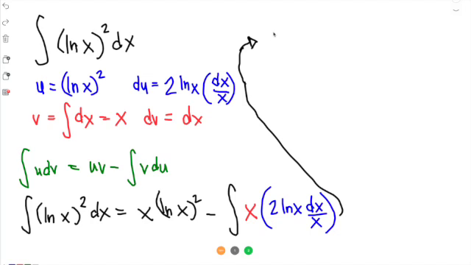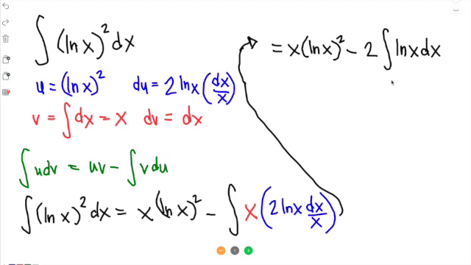Let me write that down again. That would be x ln x squared minus, you cancel x, so you can put the constant outside the integral sign. So we are left with ln x dx.